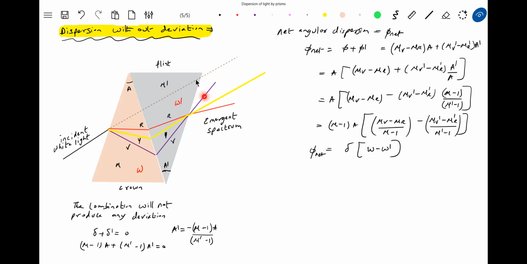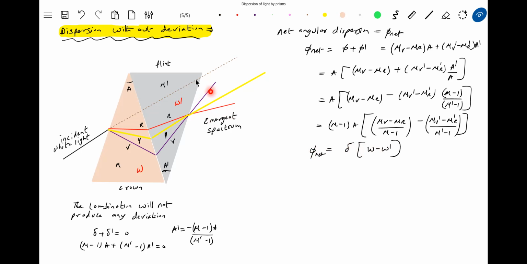If it is positive, violet will be below the red. If it is negative, the violet will be above the red. The sign of this also will give us the order. If the violet is below the red, the net dispersion will be positive. If violet is above the red, then the net dispersion will be negative.